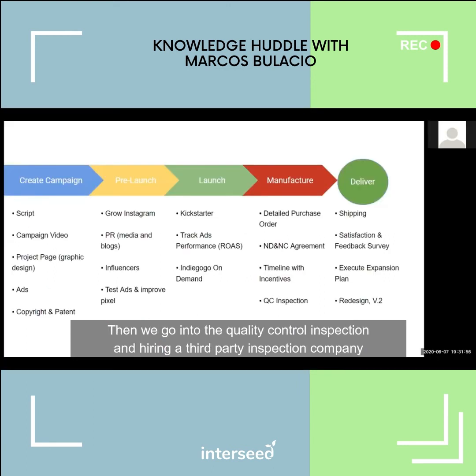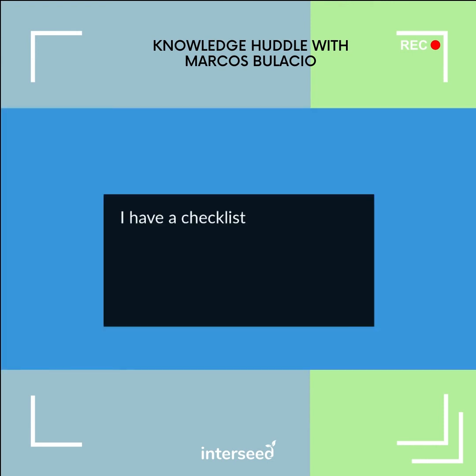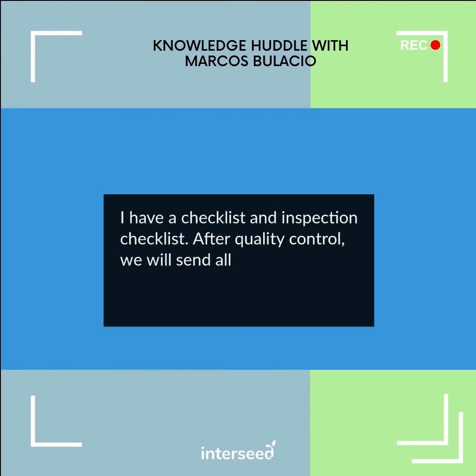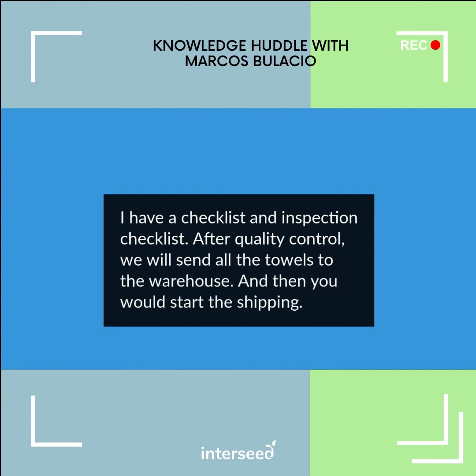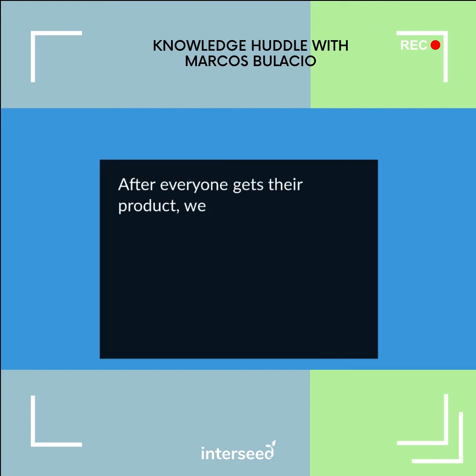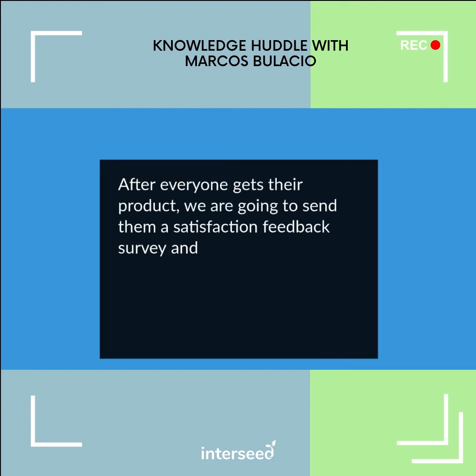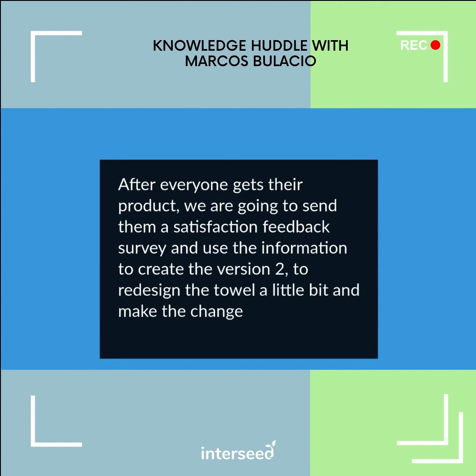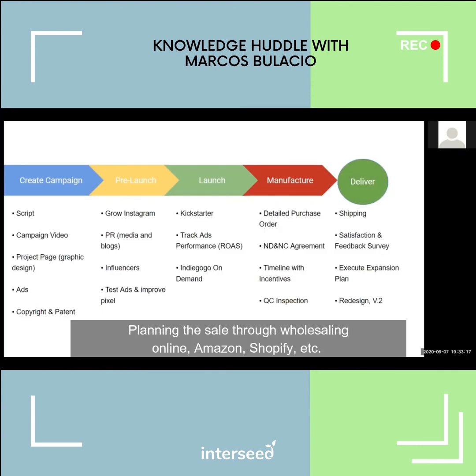Then we're going to do a quality control inspection. I'm hiring a third-party inspection company, and I will have them inspect all the towels one by one, make sure they all look great. I have a checklist, an inspection checklist. So after quality control, we will send all the towels to the warehouse, and then you would start the shipping. After everyone gets their product, we are going to send them a satisfaction feedback survey and use this information, create the version 2 to redesign a little bit whatever we need to change on the towel and execute the expansion plan, expanding the sales through wholesaling, online, Amazon, Shopify, etc.